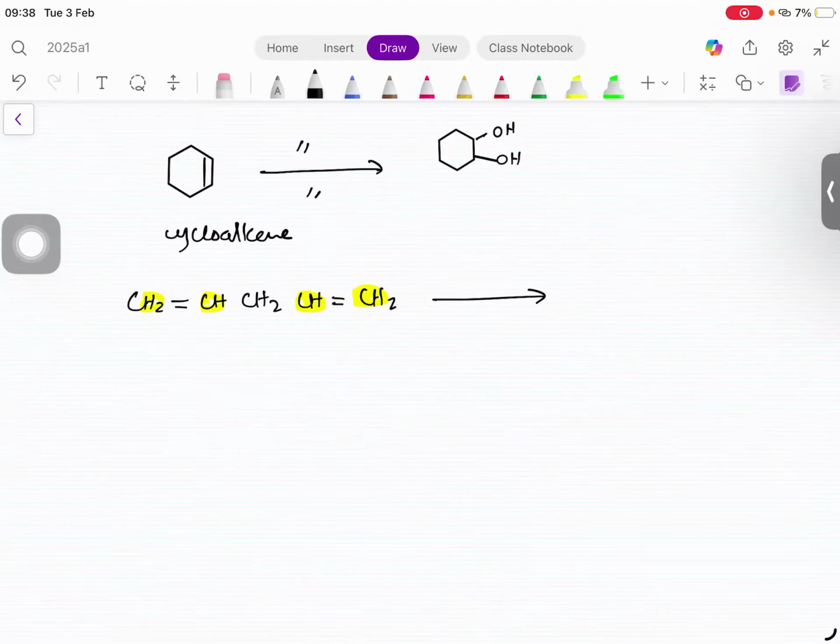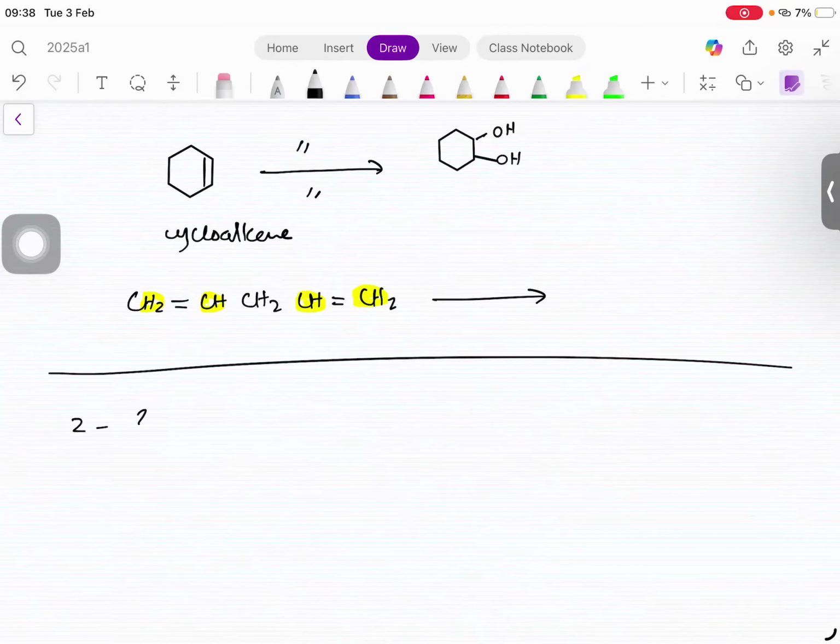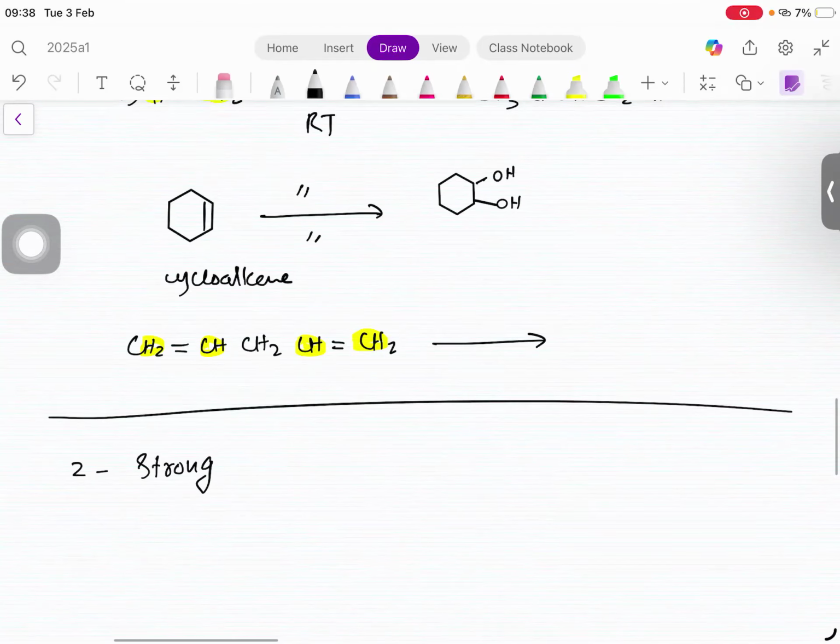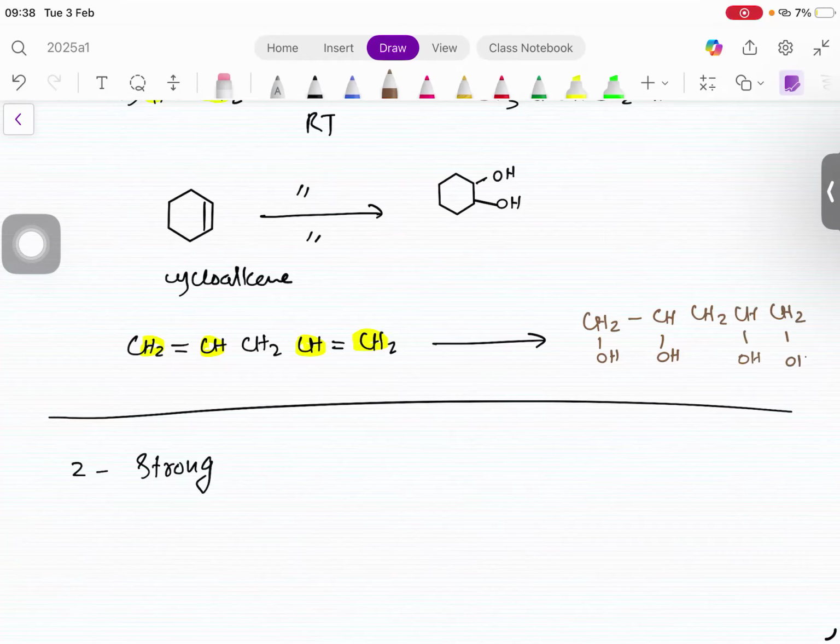Okay. So the second type is strong oxidation. All these four carbons are going to have OH now. The product will be like this: CH2OH, then CHOH, and then CH2, and then CHOH, and then CH2OH. So all these carbons are going to have OH. So the second type is the strong oxidation.